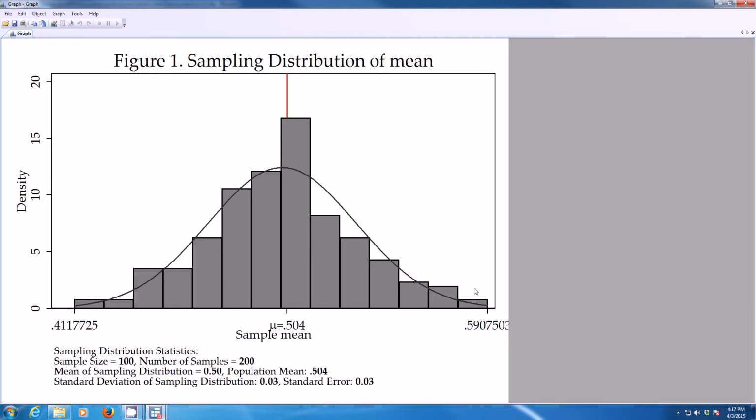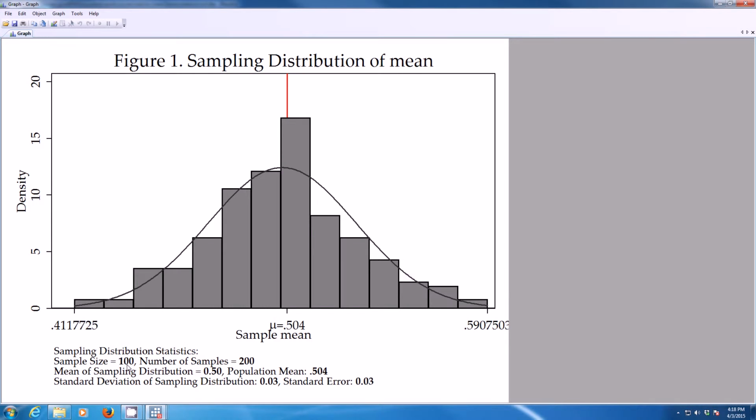I've also found the standard deviation of the sampling distribution. That is, I've taken all 200 sample means and I figured out how much variation there is across the sample means from sample to sample. And so I got a standard deviation of sample means of 0.003. And I calculated something called the standard error, which is basically equal to the true population standard deviation, which you'll recall was 0.29, divided by the square root of the sample size.